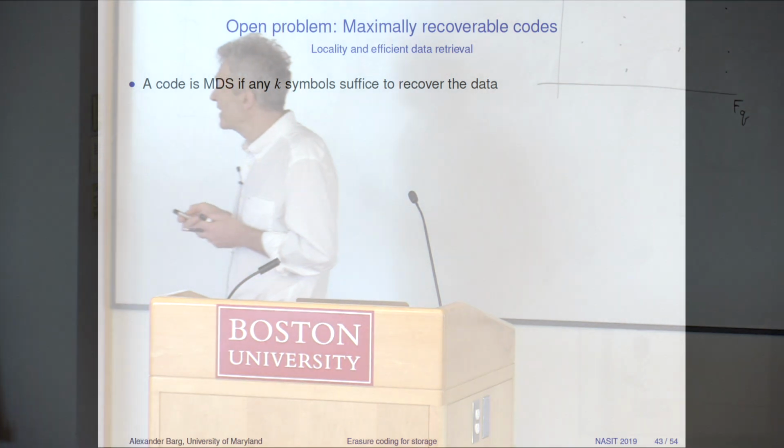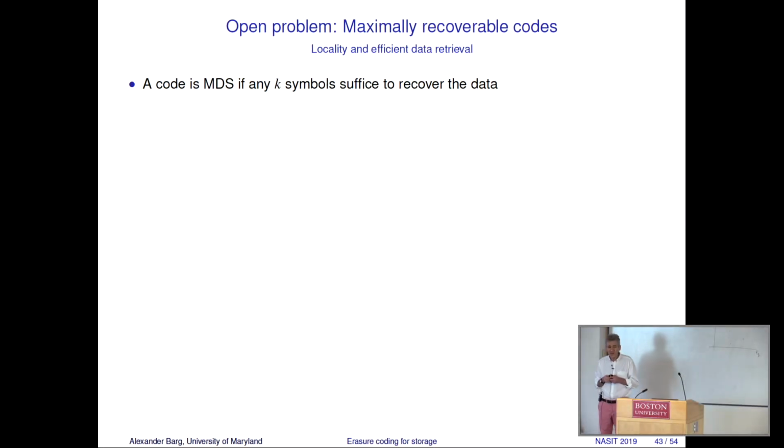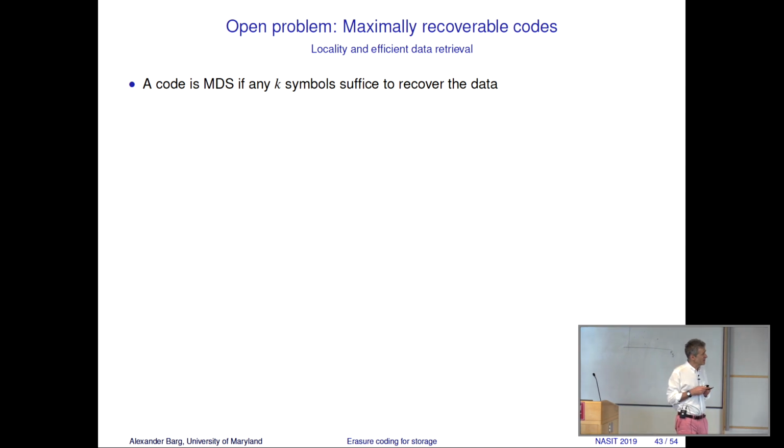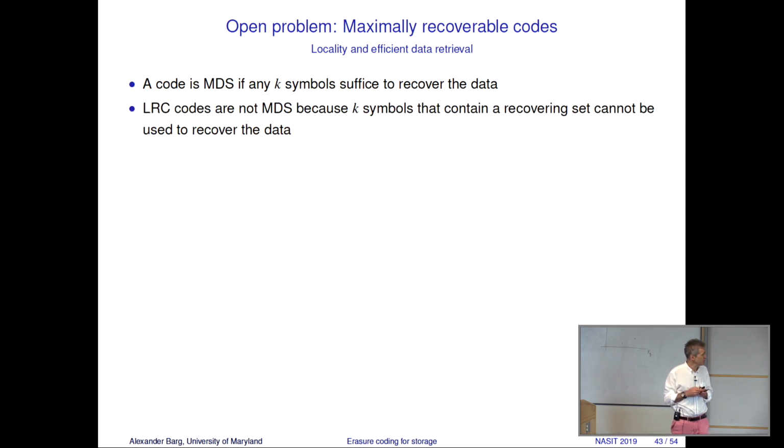All right, good. Maximally recoverable codes, a very open direction of research. So MDS codes are good. We know that from our life experience. Any K symbols can be used to recover the data. Reed-Solomon codes, any K-tuple gives us back the data. LRC codes are not MDS. Why? Because if K symbols cover a repair group, then they cannot be independent. A repair group implies dependency, and therefore they cannot be MDS.